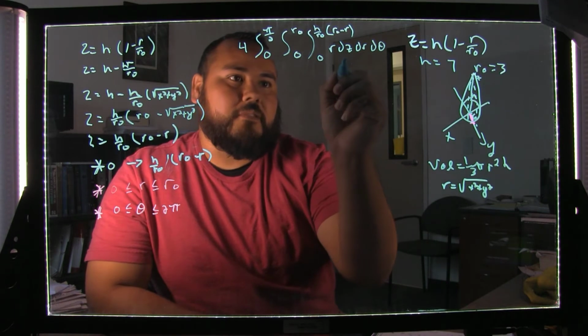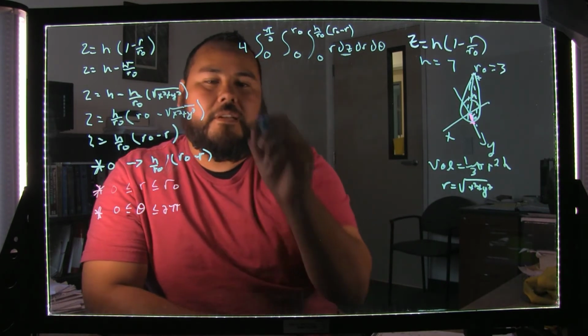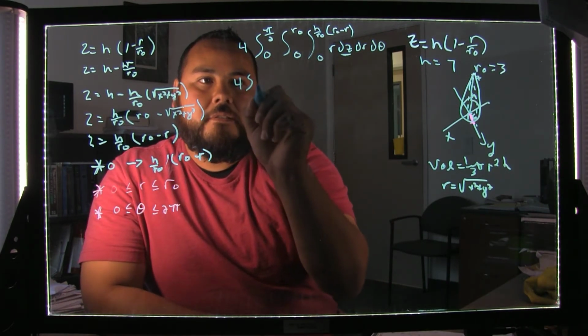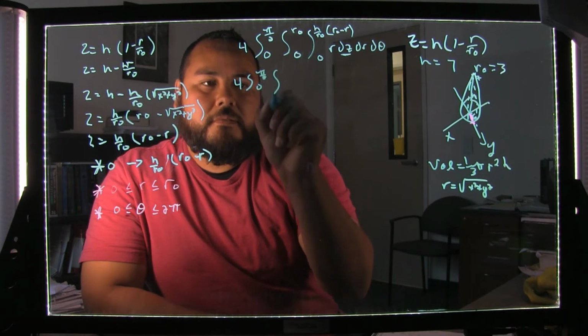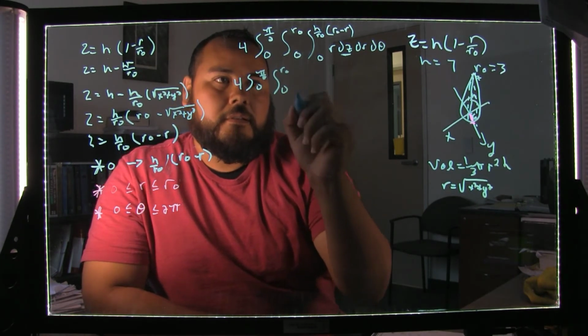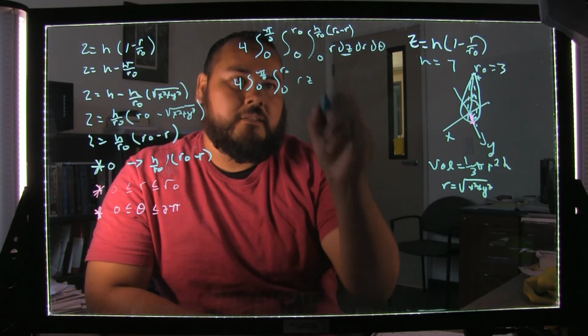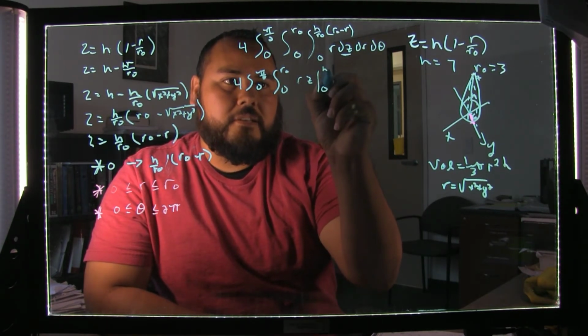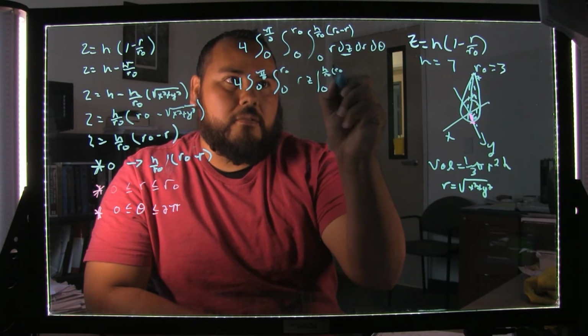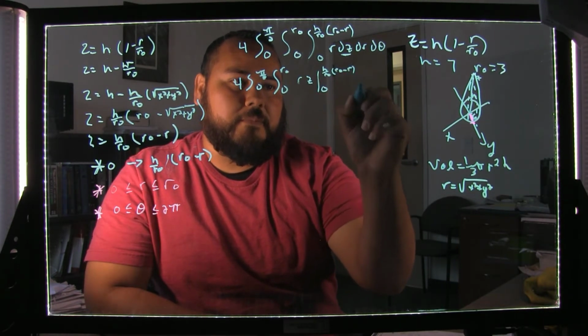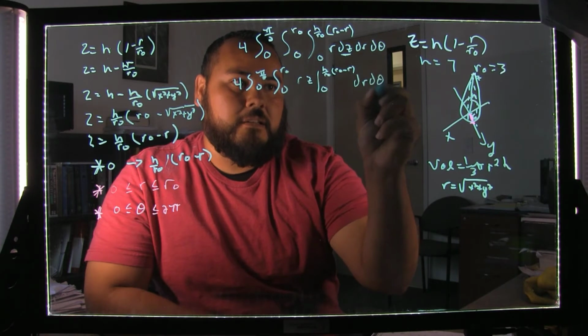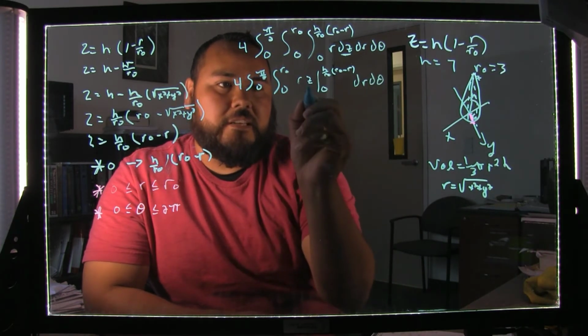So the first one we're going to do with respect to dz. So we're going to have 4, integral 0 to pi over 2, 0 to ro. And then once we integrate, it's going to be rz from 0 to h over ro minus r. And keep in mind we still have our dr, d theta. So now we're just going to simply plug in z.